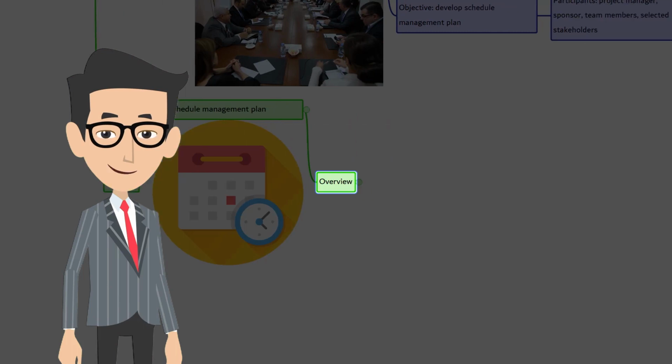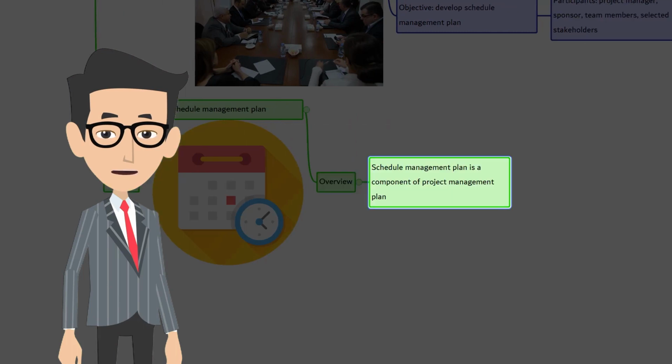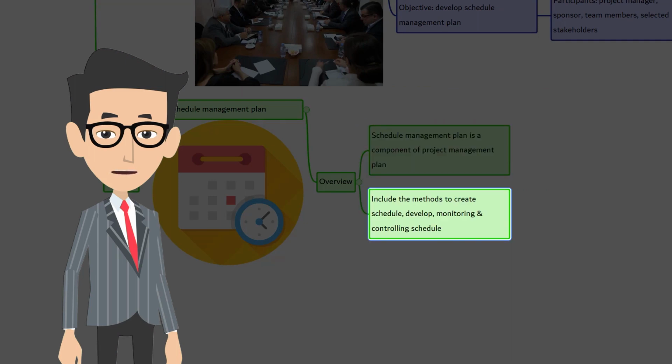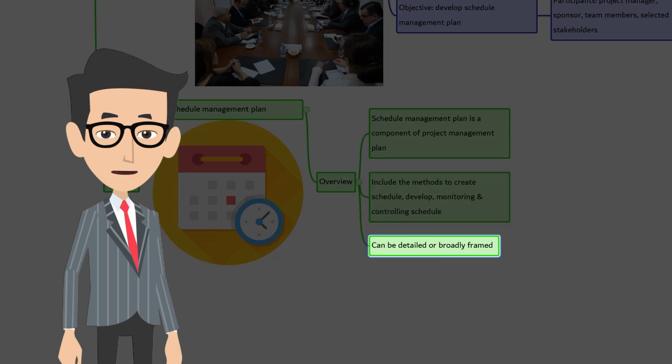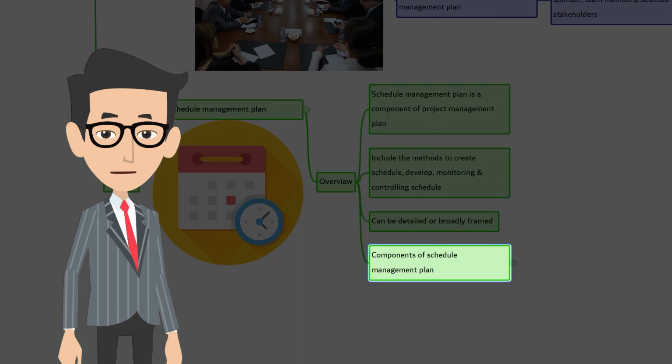Let's start with the overview. Schedule management plan is a component of project management plan. You already know it. A schedule management plan includes the methodology used to create the schedule, defines activities for developing, monitoring, and controlling the schedule. This can be highly detailed or broadly framed based on the need of the project and the application area. Let's look at the components of schedule management plan.